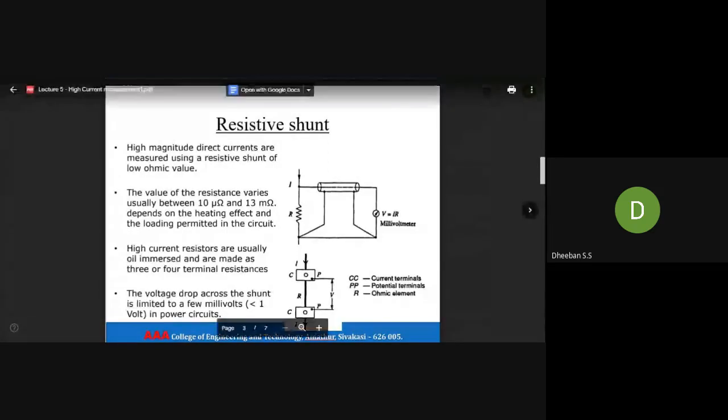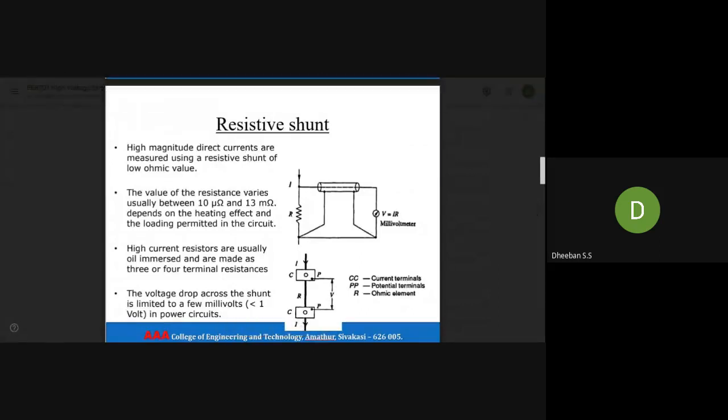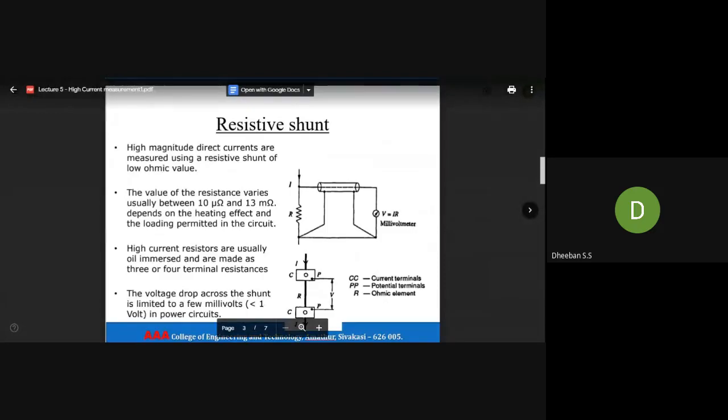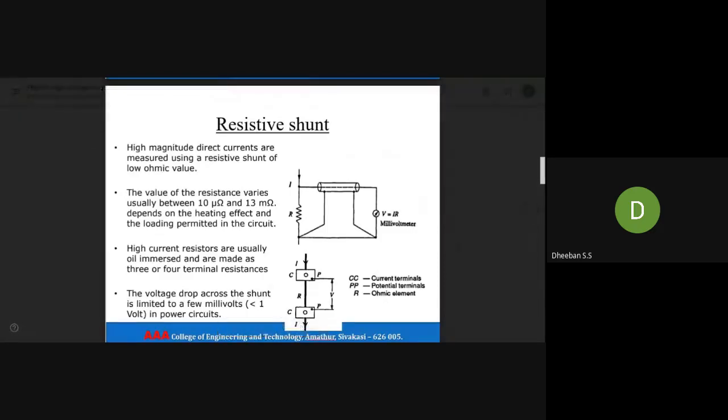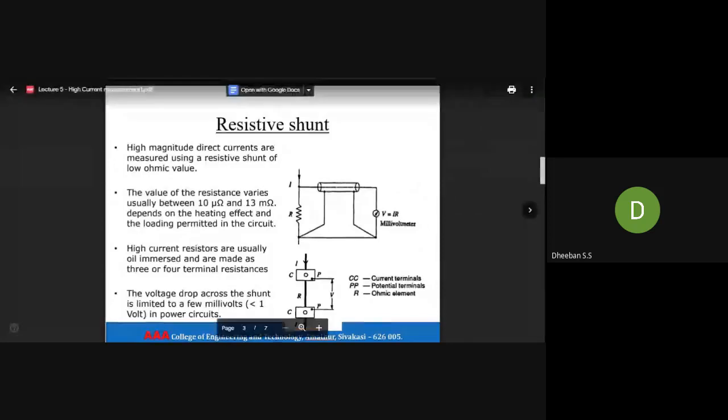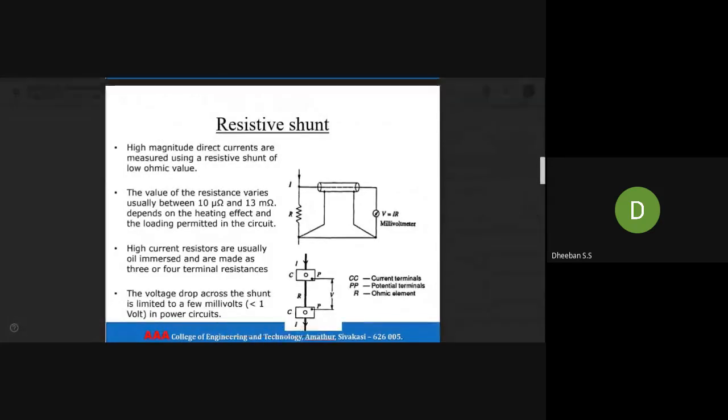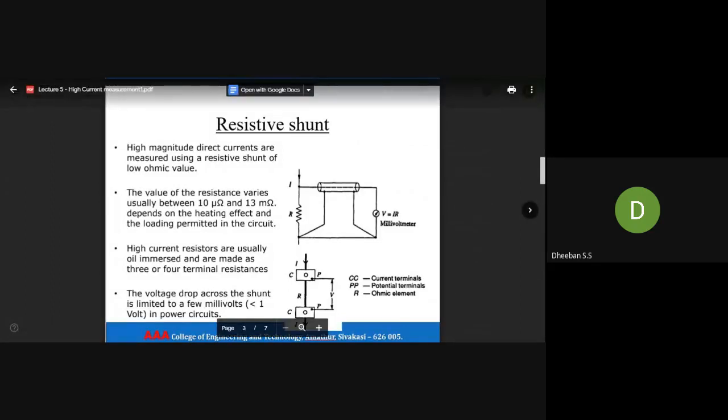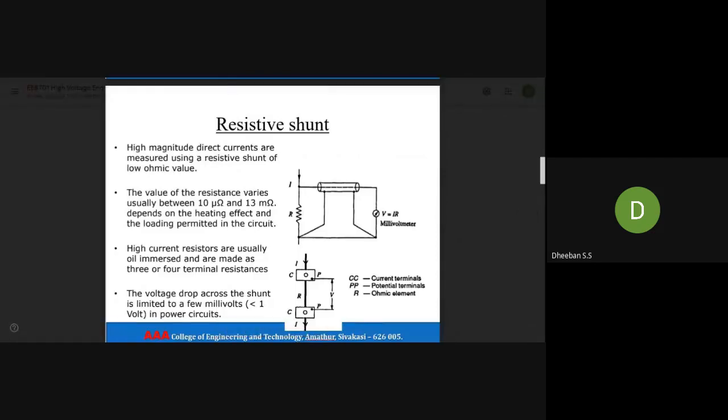So here what happens, the high current resistors are usually immersed in oil. They are immersed in oil and made as a 3 or 4 terminal resistance. In order to safeguard the resistance from a very high current, generally they will be shielding it by immersing the resistance in oil, and then they will make it a 3 or 4 terminal resistance.